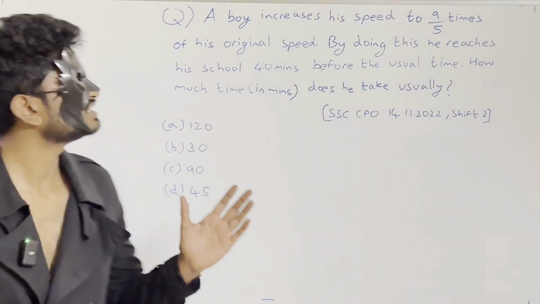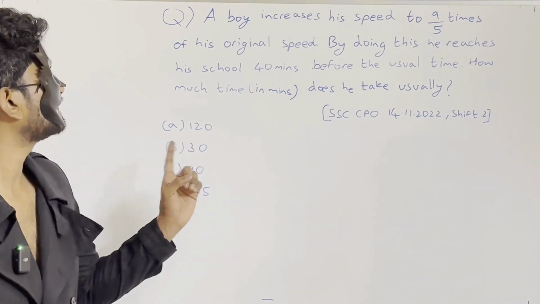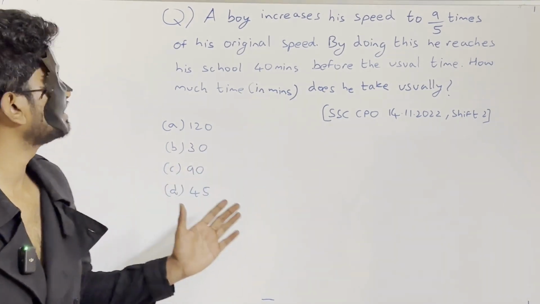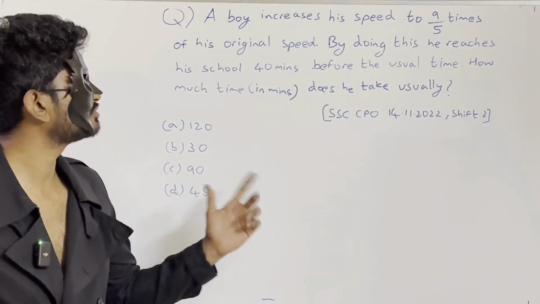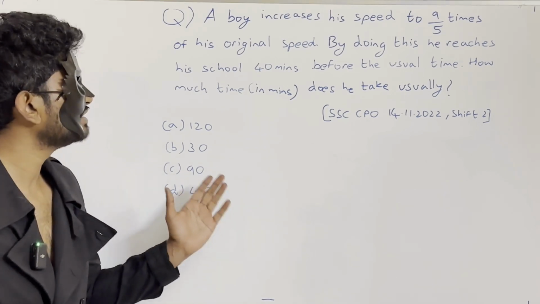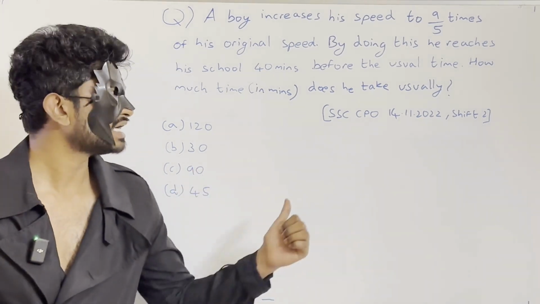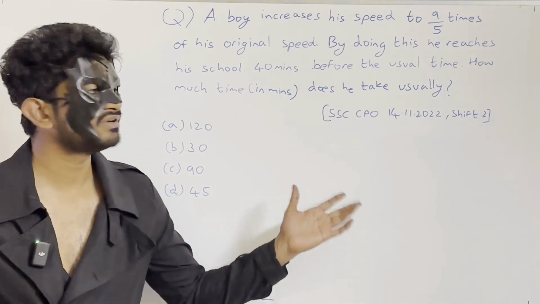So superhumans, next question is, a boy increases his speed to 9 by 5 times of his original speed. By doing this, he reaches his school 40 minutes before the usual time. How much time in minutes does he take usually? This was asked in SSC CPO on 14th November 2022 in shift 2.